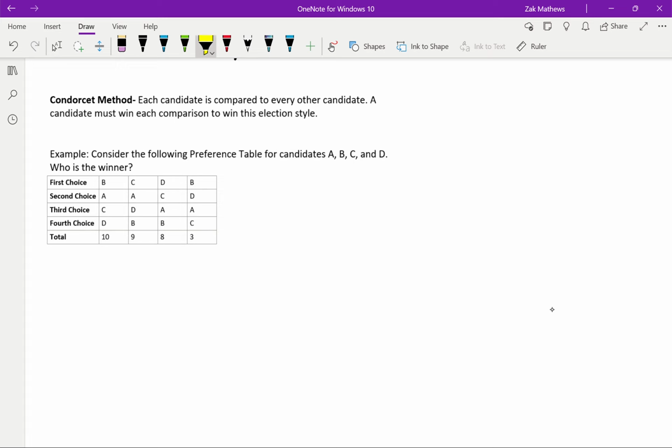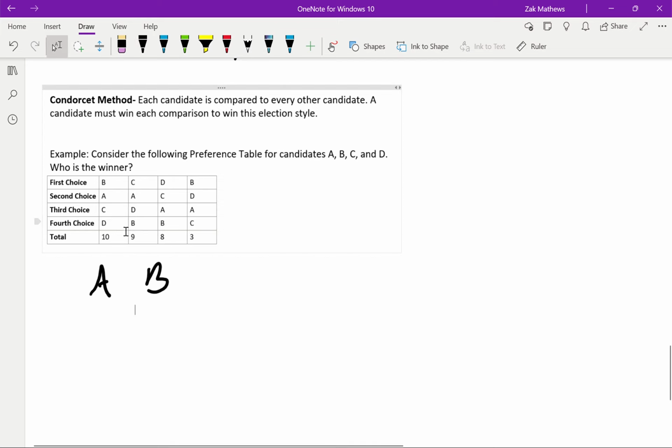I'm going to start with a comparison between A and B. I'm going to put A and B side by side, and what I want to see is who ranks higher in each list. So in this first list, B is the higher candidate, so they win those 10 votes. I'm going to keep some notes down here. So B wins those 10. Next list, A is ahead of B, so A wins those 9 votes. Third list, A wins those 8 votes. And then in the last, B wins again, wins those 3 votes.